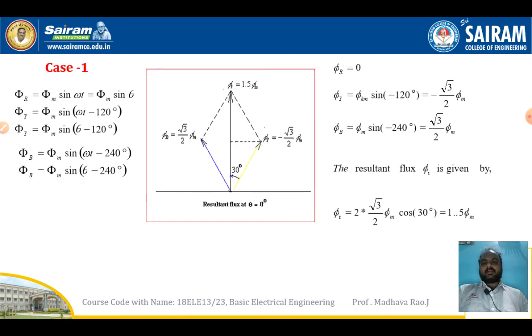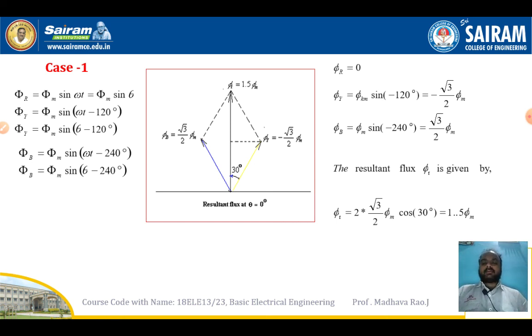So in case 1, these are the fluxes. Phi r is equal to phi m into sin omega t, so that is equal to phi m into sin theta, you can write. Phi y is equal to phi m into sin of omega t minus 120 degrees. So in place of omega t, if you take theta, you will get theta minus 120. Phi b is equal to phi m into sin of omega t minus 240 degrees. So phi y lags phi r by 120 degrees, phi b lags phi r by 240 degrees.